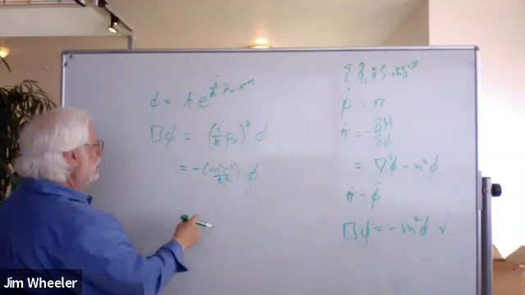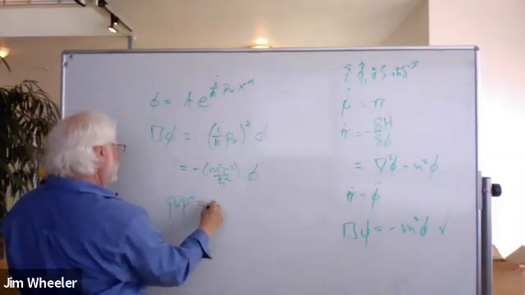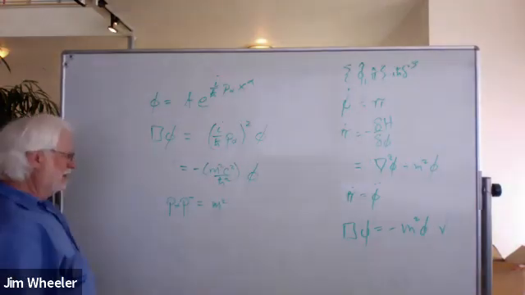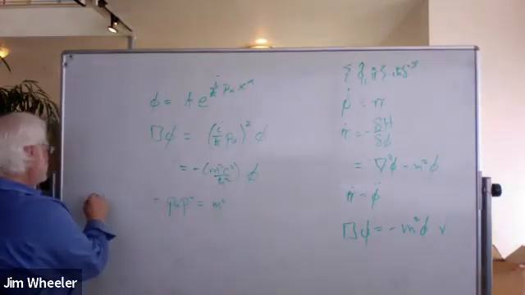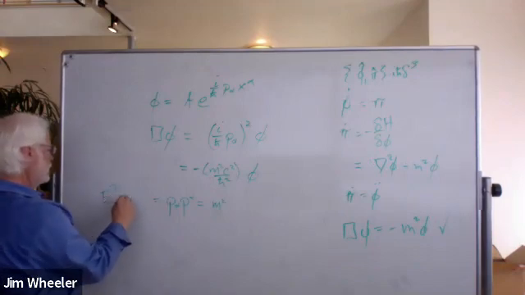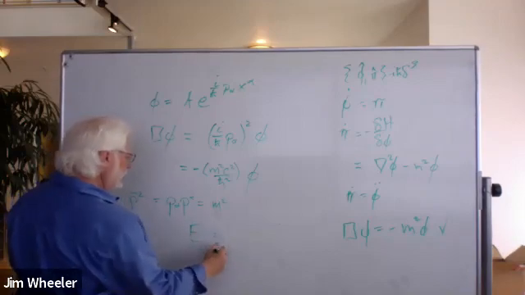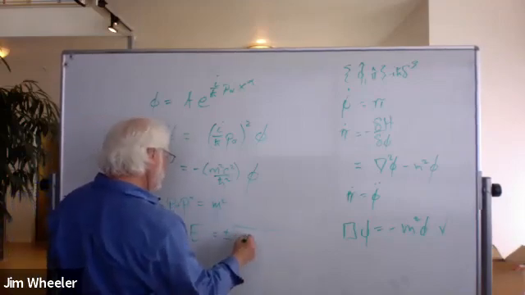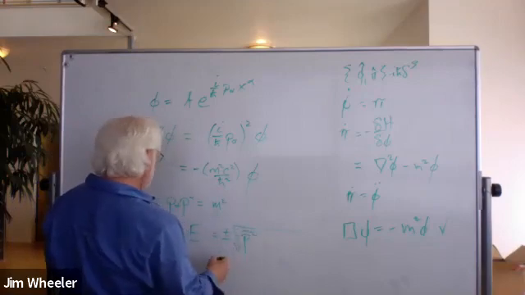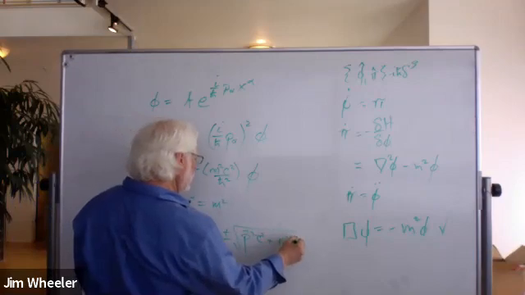We get a solution here. We have p_α p^α = m² ħ² c², and this is E² minus momentum squared. So solutions for the energy are plus or minus the square root of p² (well, we'll put the c's back in) plus m² c⁴.